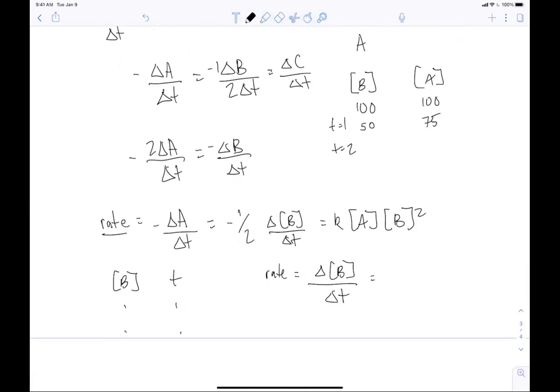Like, how would I express that in terms of the differential rate law? And so that's what we're trying to figure out on the other side here. And so that's why the 2 and everything comes out on the other side. Yeah, and that makes sense.